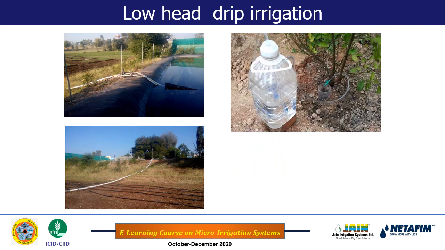This is one example of a low head drip irrigation system. Instead of a dripper we can use a micro tube. It can operate on low head.